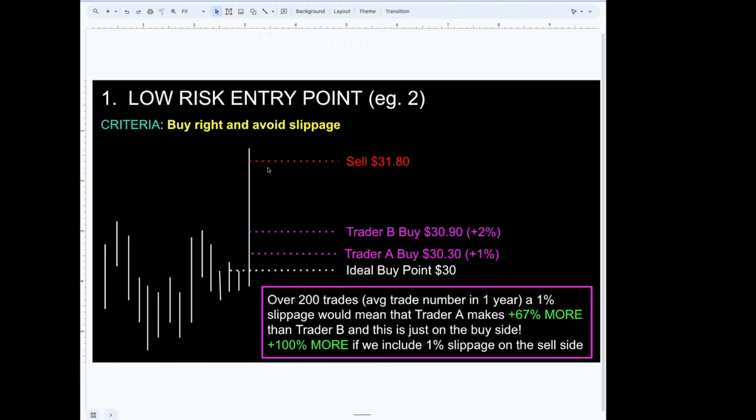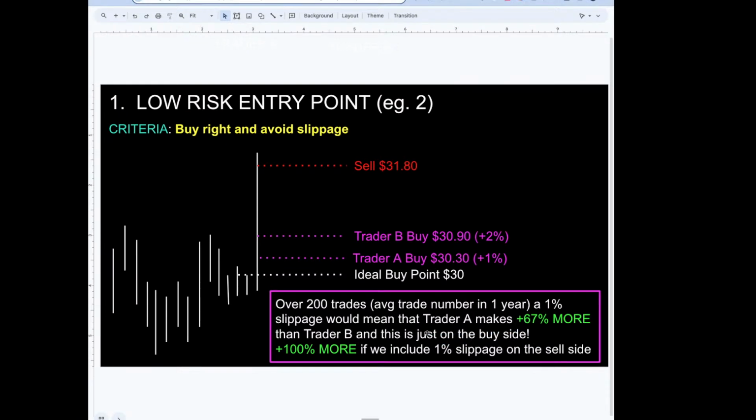Now, if they sell exactly at the same point, we can conclude that over 200 trades, which is a low number of swing trades in a given year, for a breakout trader, Trader A would have performed over 67% more than Trader B. And this is if there is 1% slippage on the buy side. So we can conclude that buying right from low risk entry points is an important rule for managing risk.